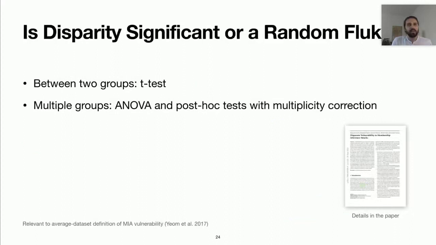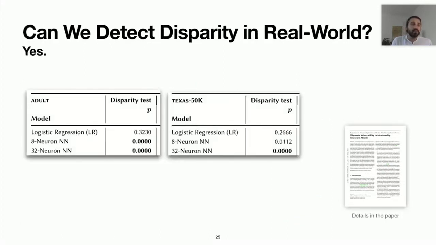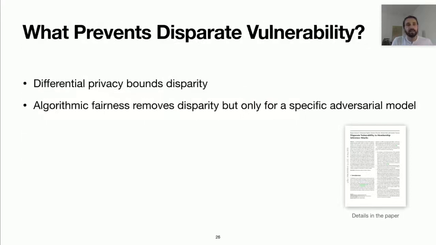In the paper, we also discuss some other considerations one should take when measuring disparate vulnerability. For example, because the groups could be small, we want to use statistical tests to make sure that the observed disparity is not a fluke. We also apply methods to verify that we can detect disparate vulnerability in realistic settings, and we do that with high degree of statistical significance. Finally, we'll also discuss how one can prevent disparate vulnerability. We show that differential privacy bounds it, and that some algorithmic fairness interventions can reduce it, but only for specific adversarial models, so they're not a valid defense.